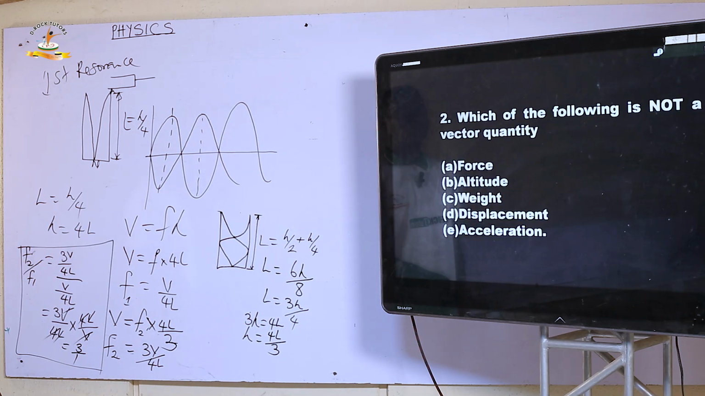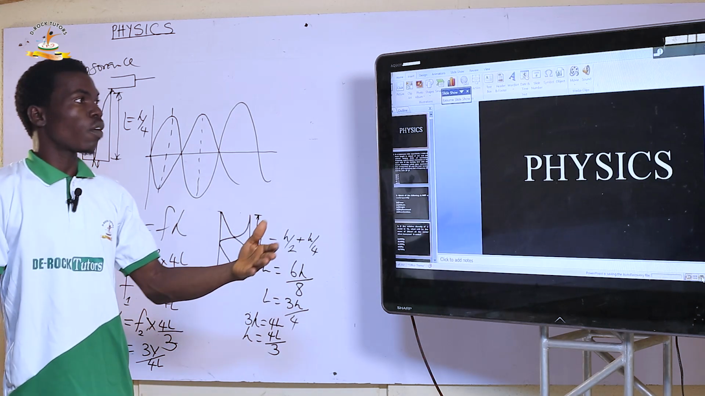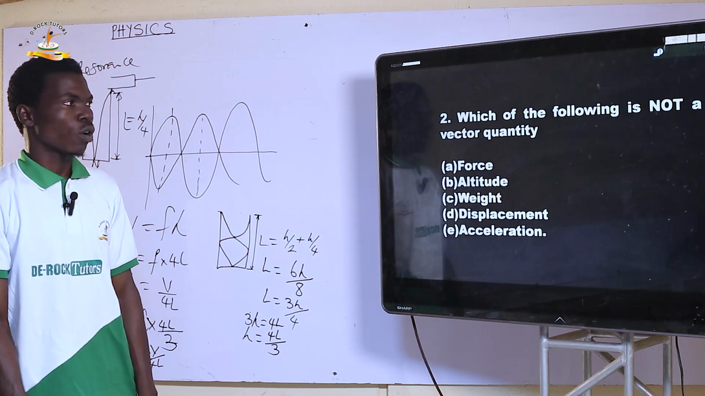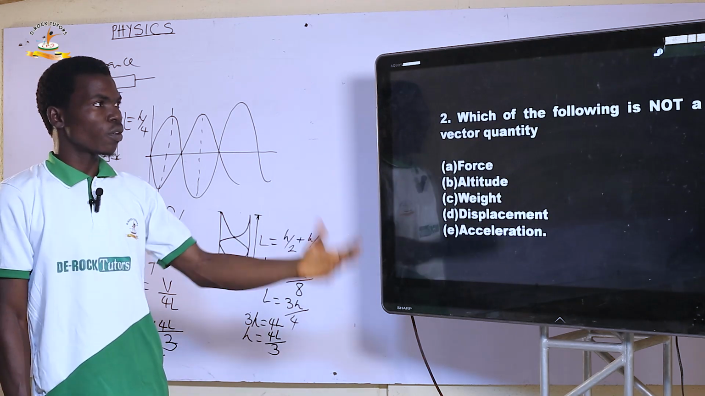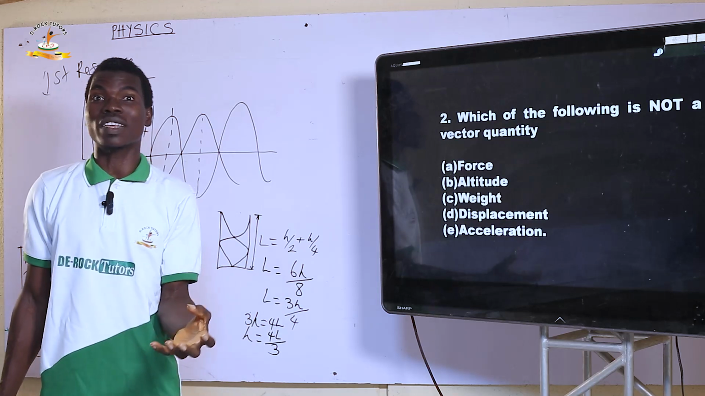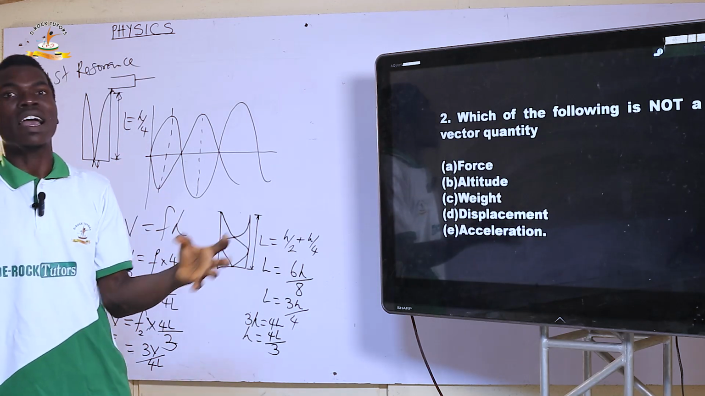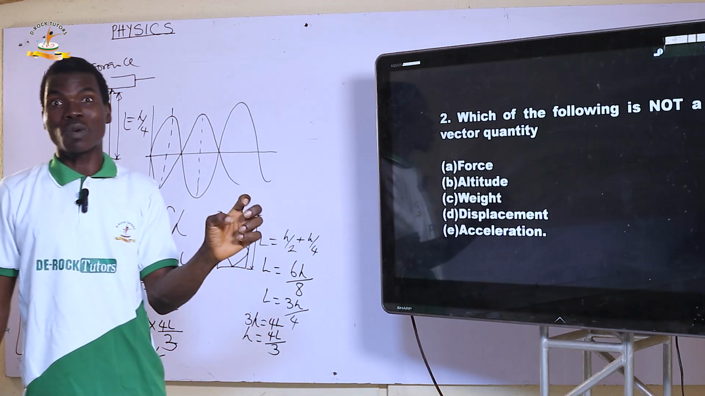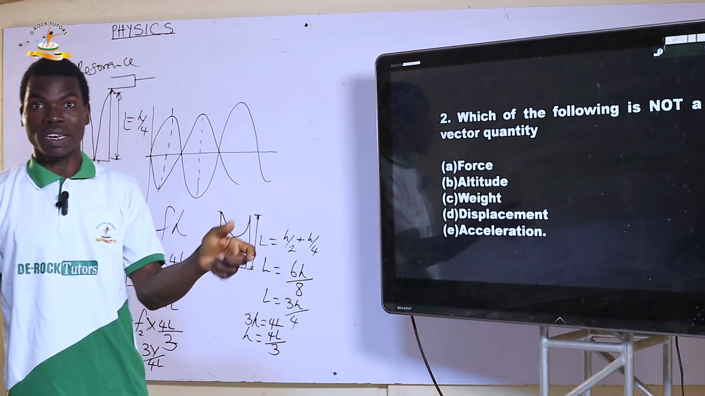All right. The question says, which of the following is not a vector quantity? We know what a vector quantity is. A vector quantity is a quantity that has both magnitude and direction. And the reverse case is a scalar quantity. That is a quantity which has only magnitude but no direction.